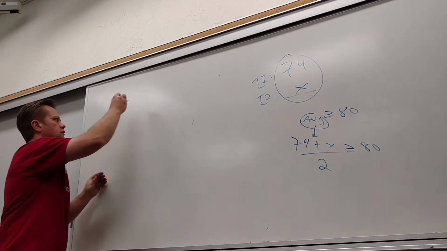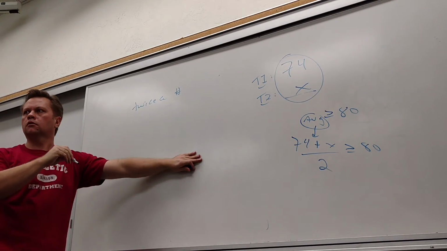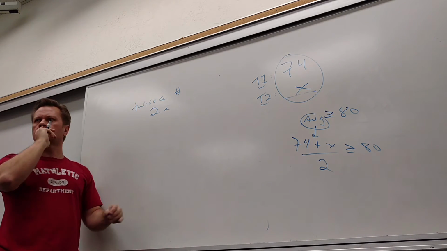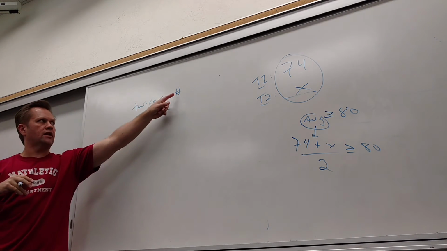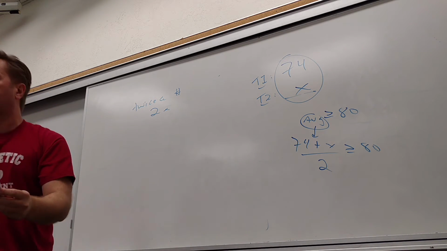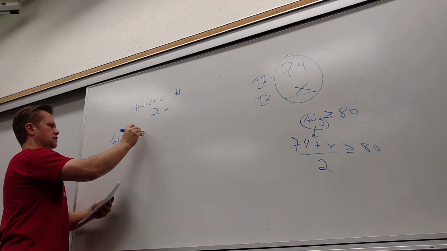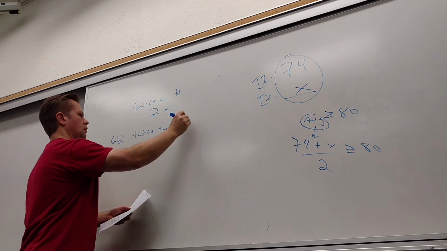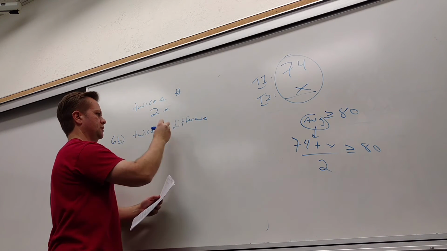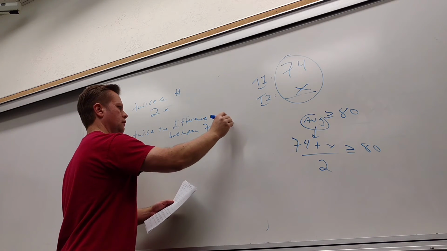Now, real quick, if I said twice a number, how would you write that? 2 times the number. Yeah, twice a number would be 2x, because whatever that is, I'm going to double it, right? So, this problem says twice the difference. So what am I going to double? The result of a subtraction problem. Good. So twice the difference of 7 and 4 times a number.